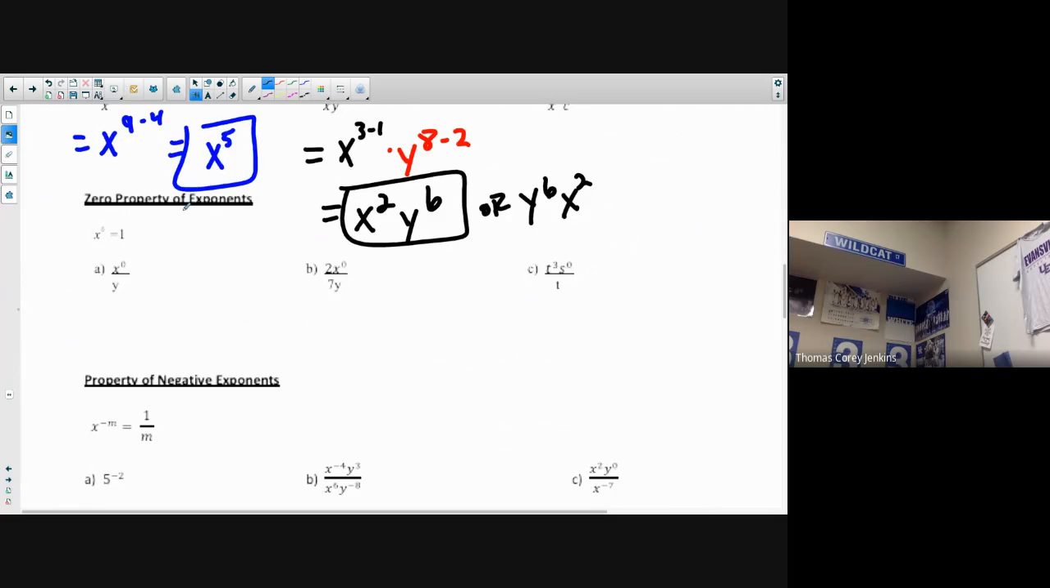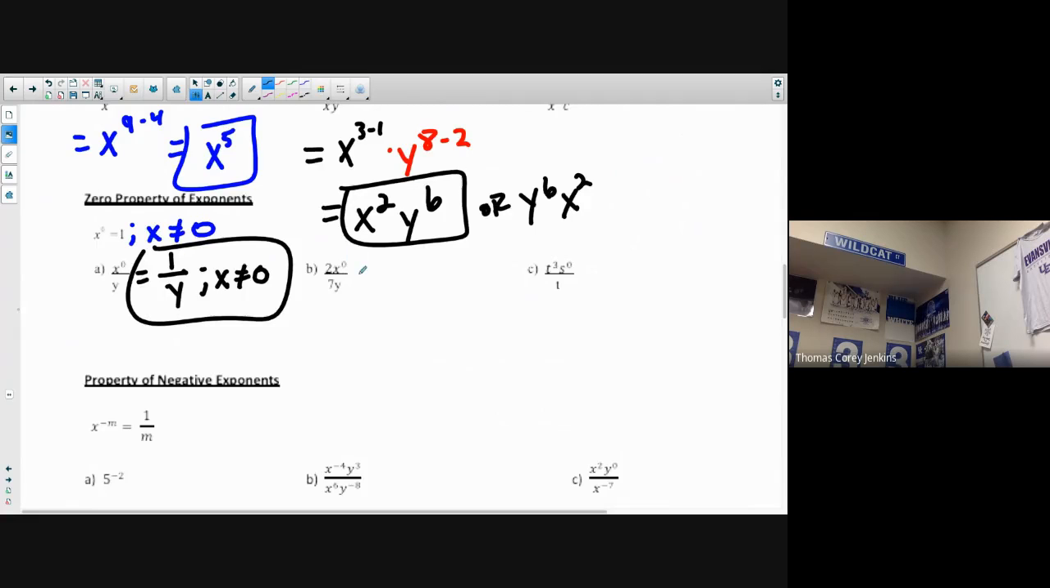Zero power property is just that anything to the power of 0, besides 0, is 1. Okay, so I'm going to go ahead and make a clarification there. So any x to the power of 0 equals 1, except if x is 0. Okay, so I'll just do 1 or 2 of these. So this would be equal to, it doesn't matter that it's x. It just matters that it's to the power of 0, so we get 1 over y, and then again we should technically say where x is not equal to 0.